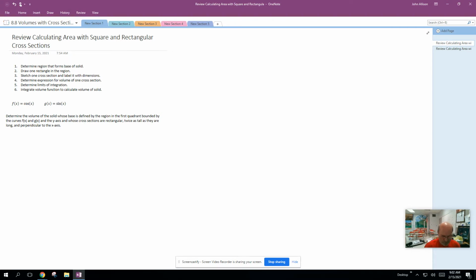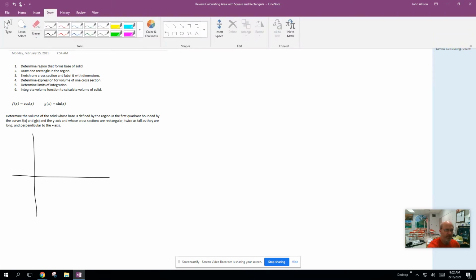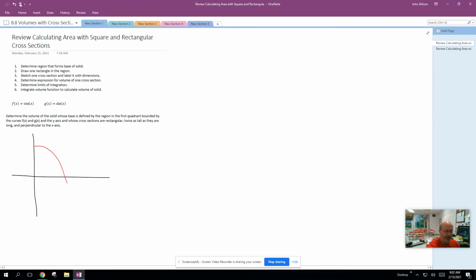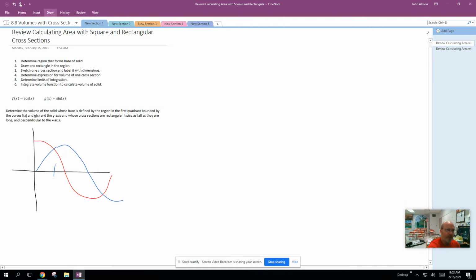For some reason my pens are not working with my screen, so I have to draw with my fingers or the mouse, and that's a little difficult. Remember, we're going to start by sketching a curve so we can determine where the base is. Remember, f of x equals cosine x. It's going to look something like that. And g of x equals sine x. It's going to look something like that. Recall this intersection is going to occur at pi over 4.